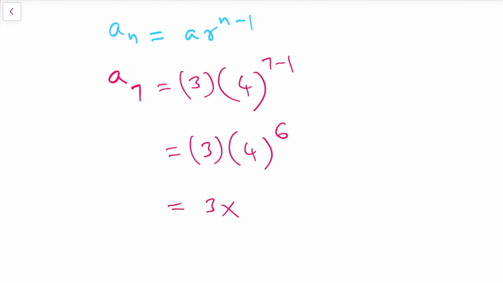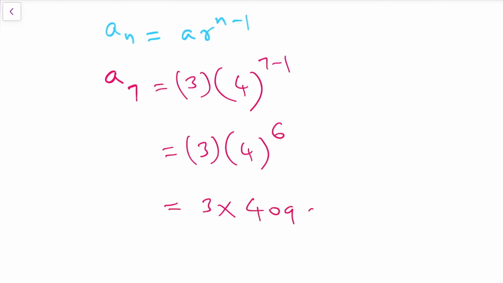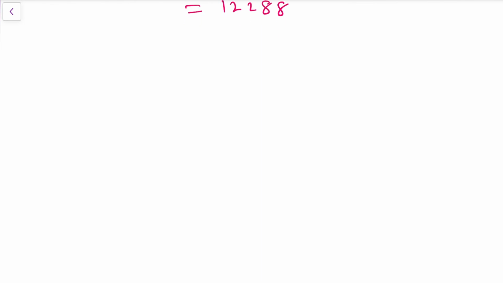4 into 4, 16, into 4, 64, 64 into 4, 256, 256 into 4, 1024. So 1024 into 4, 4096. So 3 times 4096 is nothing but 12,288. So the seventh term in the given geometric progression is 12,288.